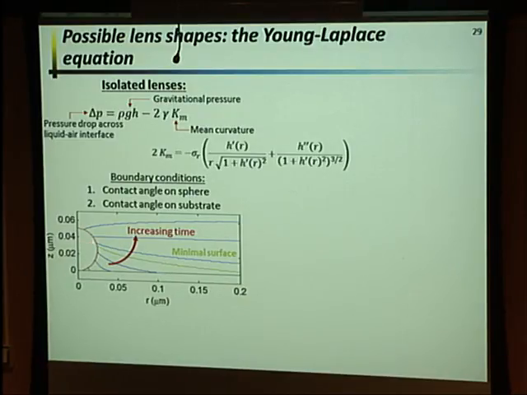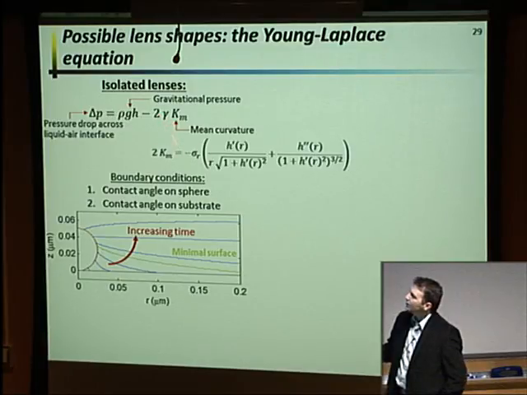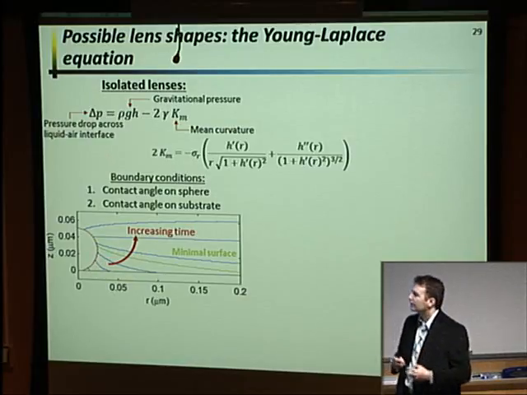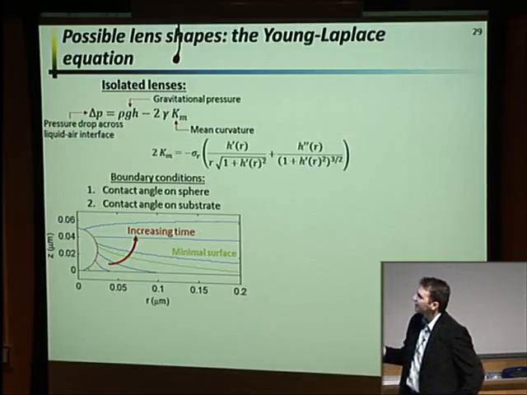The first step is to model the family of the shapes of these lenses. The equation we're using to do this is the Young-Laplace equation. This is the same equation that models the shapes of soap films and soap bubbles. It essentially relates surface tension to curvature and to pressure. In this case, the surface tension is this gamma. This is a pressure drop, which is the pressure difference between whatever's inside this little liquid bubble or liquid droplet versus the outside. And then this is the curvature of the interface.